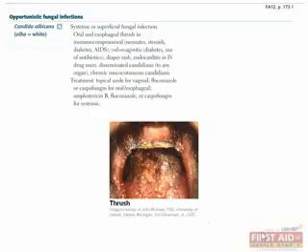Which valve is more likely to be infected by Candida in IV drug users? Right, the tricuspid. And do you remember which gram-negative bacteria we also discussed that can cause endocarditis in IV drug users? Right, that would be Pseudomonas.